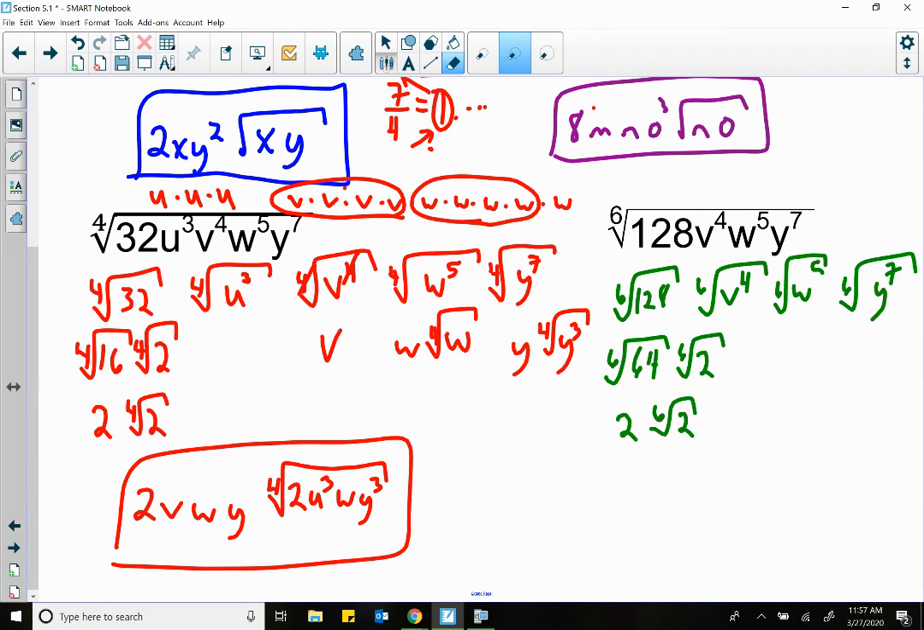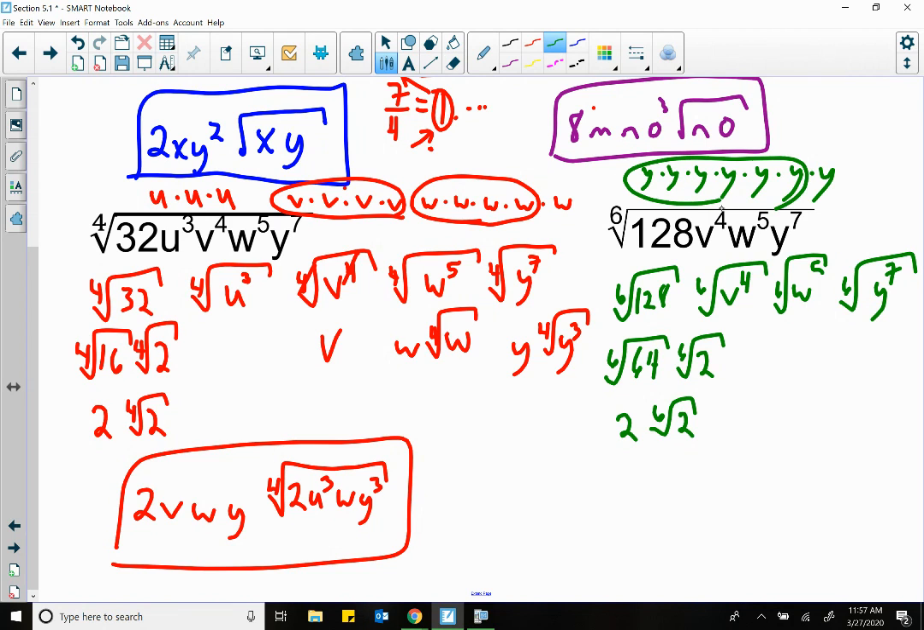Okay? Then over here, now this one, the one time I will write out 7: 1, 2, 3, 4, 5, 6, 7. So in order to escape, I've got to have groups of 6. So I have one group of 6 y's that can escape. I've got one left over. It's back in the jail.